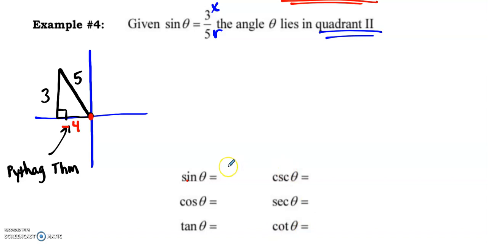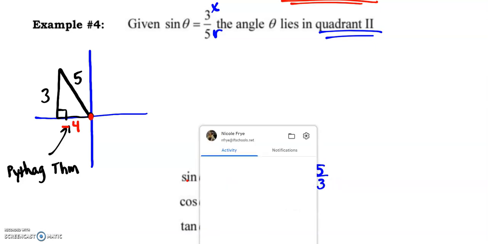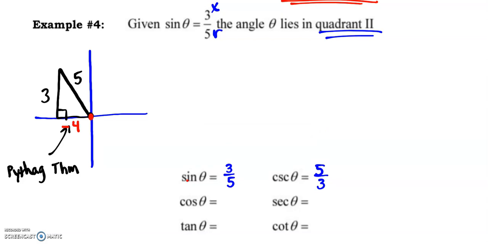So one of these I already knew. So technically, without drawing the triangle, I could have figured out that the cosecant was 5/3. But then the cosine, I need my triangle for. So I look at that, and that'd be negative 4/5, which means my secant would be 5 over negative 4. And then my tangent would be my y divided by my x, so that's negative 3/4. So my cotangent would be negative 4/3.